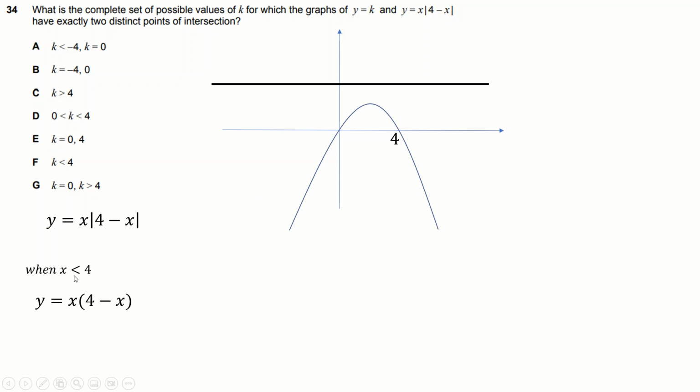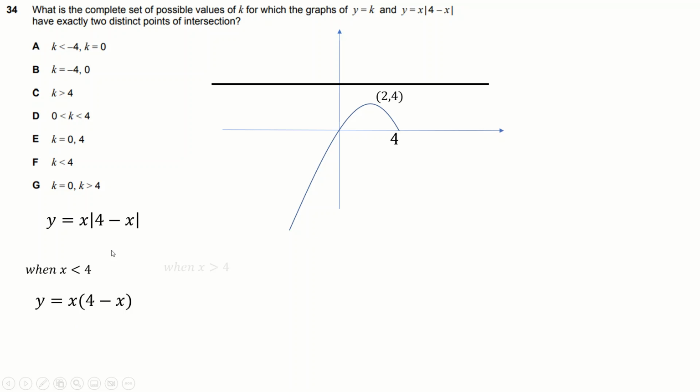But again, that's only when x is less than 4. So I want to ignore that part of the graph, right? I'm just going to say that's the graph up to there. And now what's this point? Well, clearly the roots are at 0 and 4, so this turning point is halfway in between, so it's got x coordinate 2. Put 2 in there, 2 times 4 minus 2 is 2, 2 times 2 is 4. So that's the point 2, 4 is the turning point. Could have also completed the square or whatever to find that.